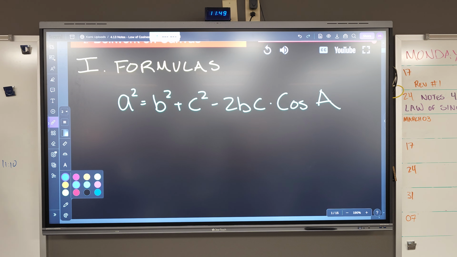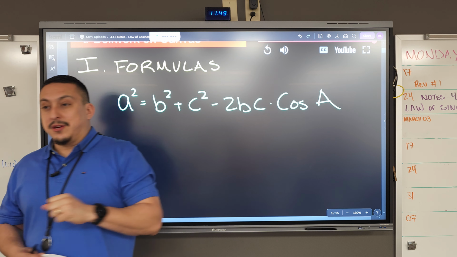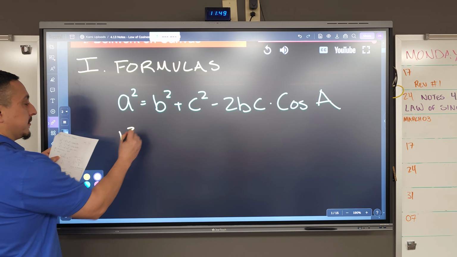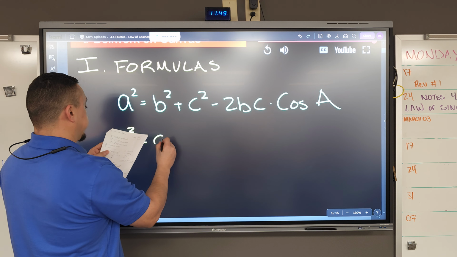A, B, C, those are the sides of the triangle. And then the only angle on this one is A. So that's the first difference from law of sines. Law of sines, you always had at least 2 angles, right? This one, only 1 angle. Okay, that's one difference.